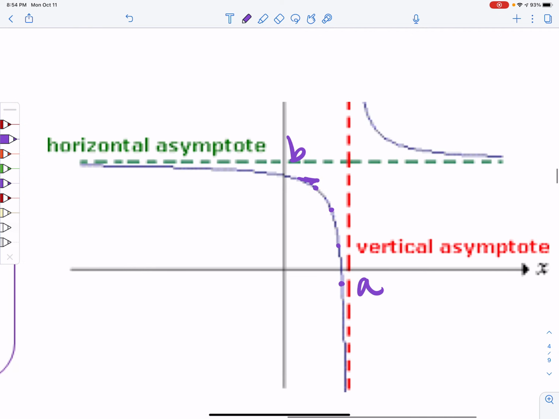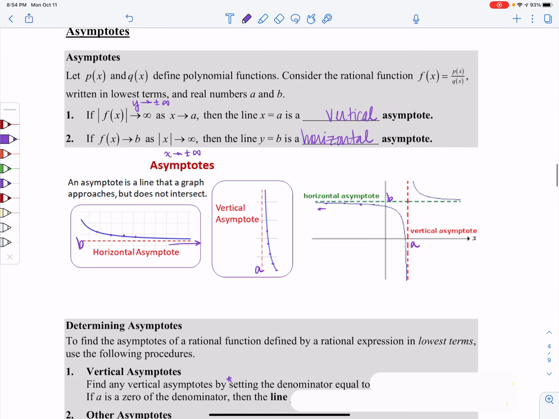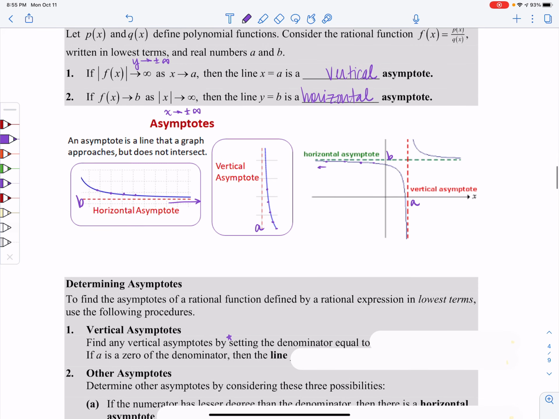Another example of that is this right here. Here, it's the green dashed line that's my b value. So if I can get rid of some of this junk here, my green line is my b value. As my x's are getting closer and closer, in this case to negative infinity, my y values are getting closer to that dashed line, to that b value. So that's the definition then of horizontal asymptote.